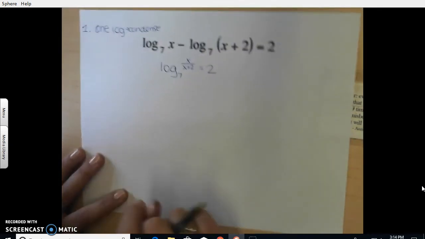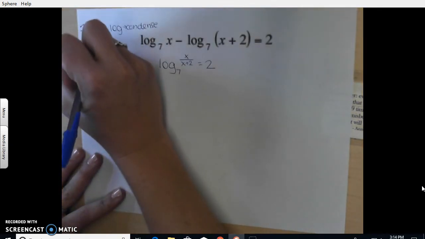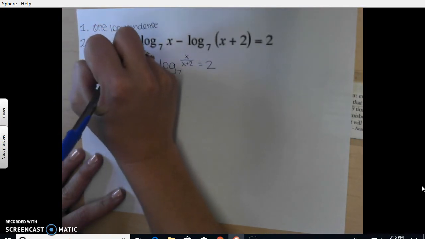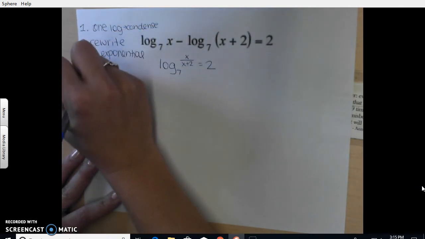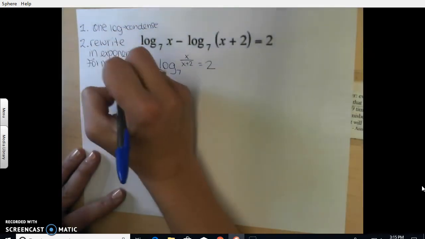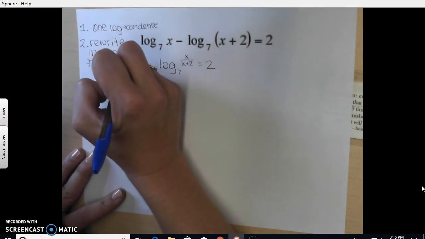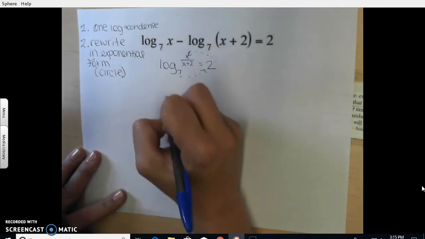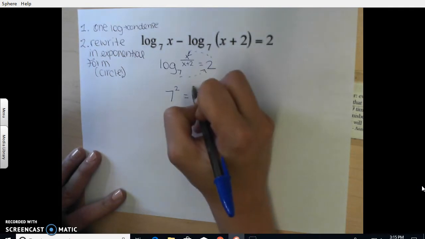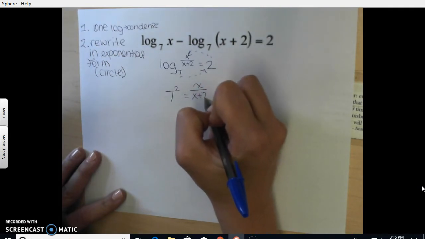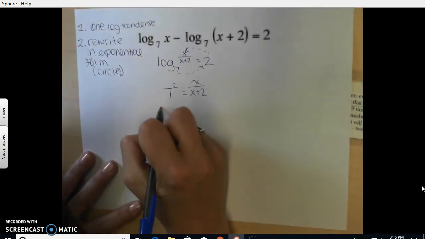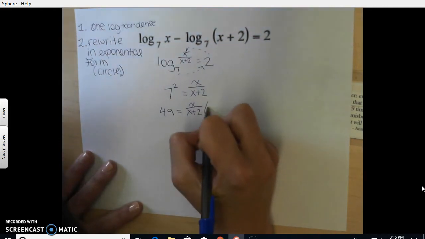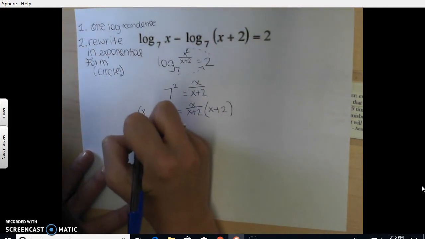Once I have one log, I rewrite in exponential form. So I do the circle. Seven to the second power is equal to x over x plus 2. 7 squared is 49 is equal to x over x plus 2. I need to multiply by my denominator to cancel it, so x plus 2 times x plus 2.